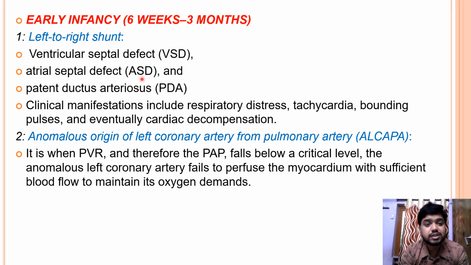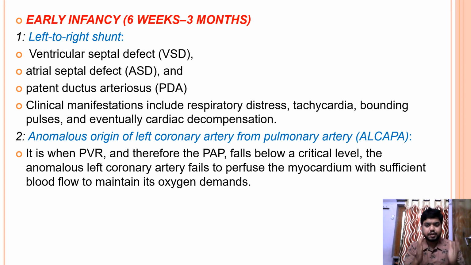So left to right shunts can usually be three: VSD, ASD, PDA, where blood flows from left to right. Right to left, if it is duct dependent lesions, they present early, whereas left to right can take time to present. So clinical manifestations include respiratory distress, tachycardia. Why? Because blood is always flowing from left to right.